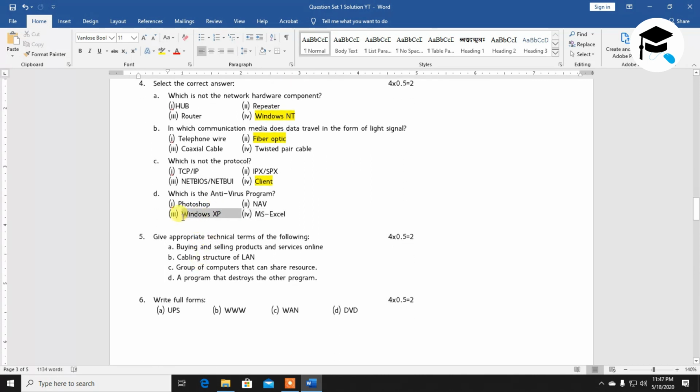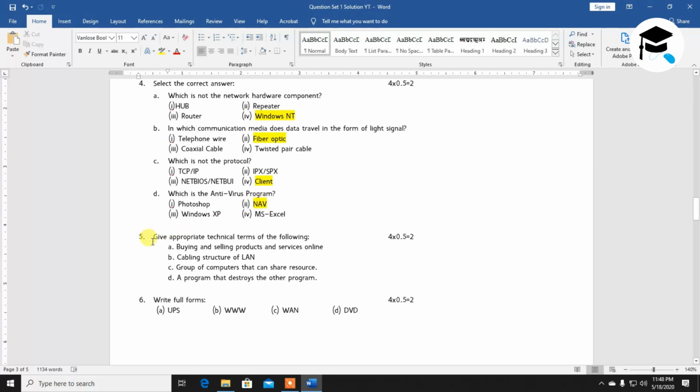Windows XP, it is an example of an operating system. Microsoft Excel is a software that is used for maintaining databases, and here is the term NAV. Perhaps this is the virus, okay. Which is the antivirus program? This is the antivirus program, NAV, okay. Now you might have understood all the terms, okay. It's Norton Antivirus, okay.